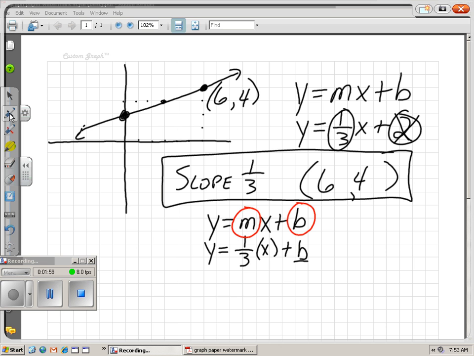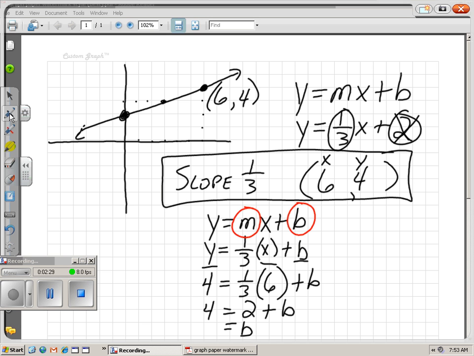Now, a trick to do this is just to borrow an x and a y for a second. Here's a good x and y right here. This 6 and 4 that the line goes through, we're just going to borrow that x and y for a second. So take out the y, put in the 4, equals 1/3. Remember to use parentheses when you're taking out an x and putting in a number. 1/3 times 6 plus b, and the rest is just algebra. Let's do the algebra now. 4 equals 2 plus b, so b is 2.